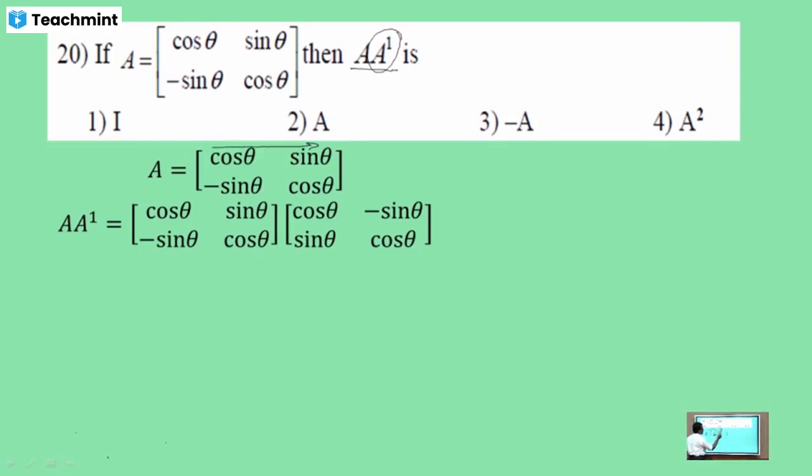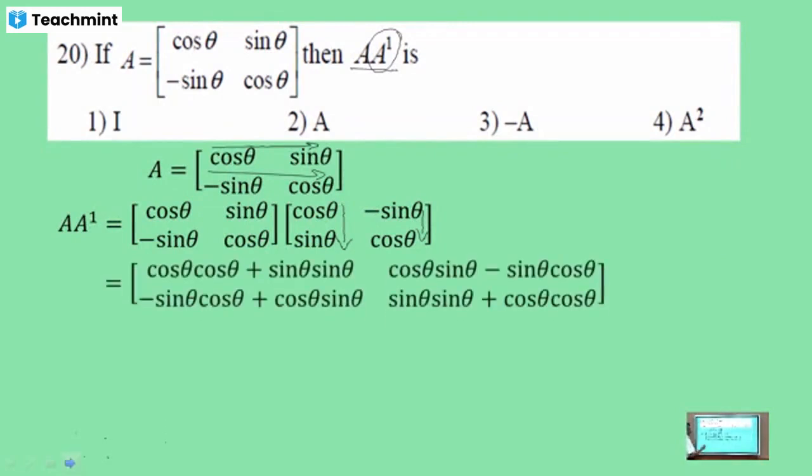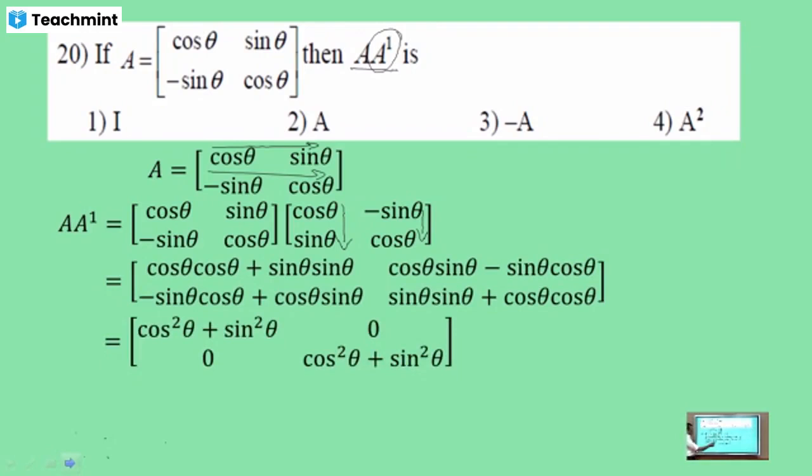Write the first row as the first column, the second row as the second column. Then multiply the corresponding rows with the columns. So we will get cos theta into cos theta, cos theta into sin theta, sin theta into minus sin theta, cos theta into sin theta, and so on. Similarly, the second row. When we simplify, we will get cos square theta plus sin square theta, cos square theta plus sin square theta. The remaining two elements are 0.